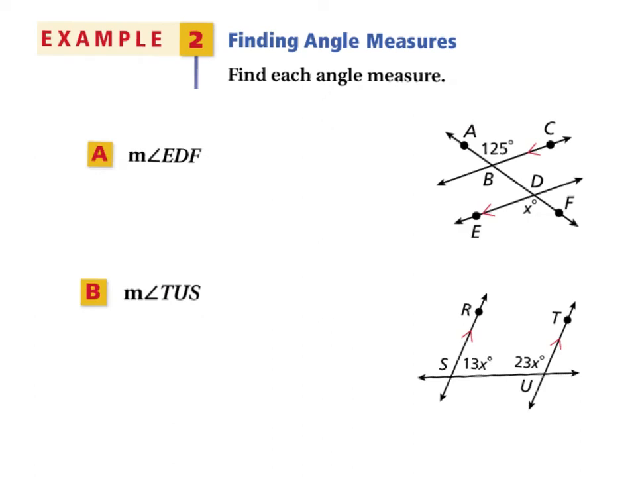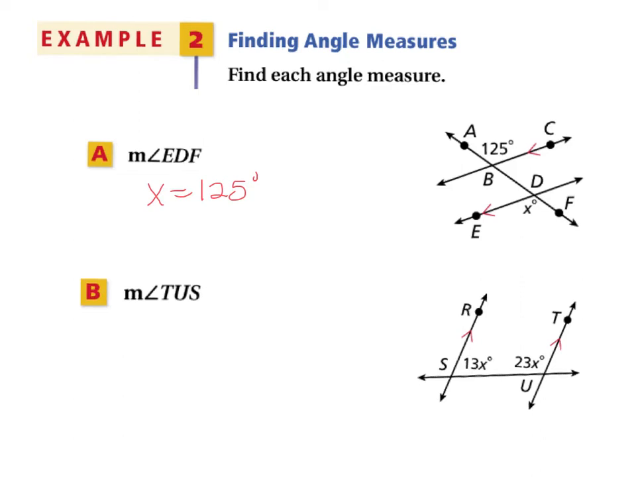Example 2. I want you to find each angle measure. So in A, we want to find the measure of angle EDF. So EDF is right here as an X. Because we see these two red arrows, that means that lines BC and ED are parallel, and therefore 125 and X are the same because of Y. Why can you say that X equals 125? Because of the alternate exterior angles theorem.